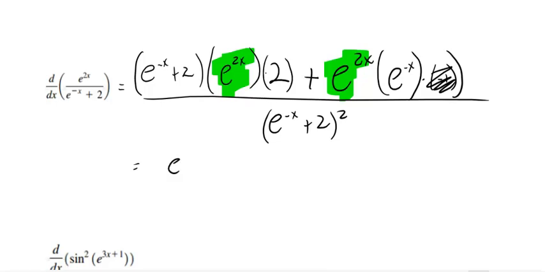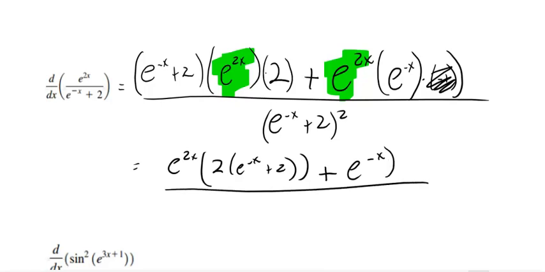So I'm going to factor out e to the 2x and ask myself what's left. This expression times 2. So that's 2 times e to the negative x plus 2. So that's the first one. And then plus, I factor that out, that's e to the negative x. And then the bottom I'm not going to do anything with.